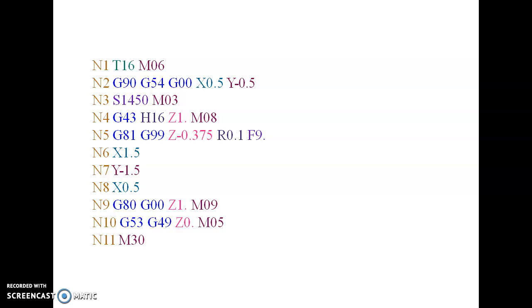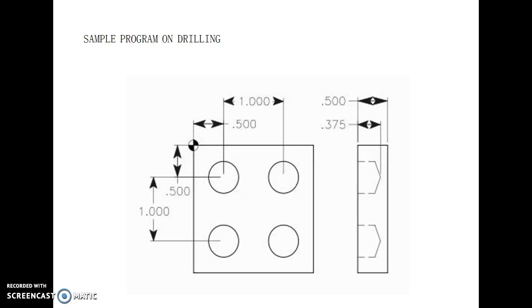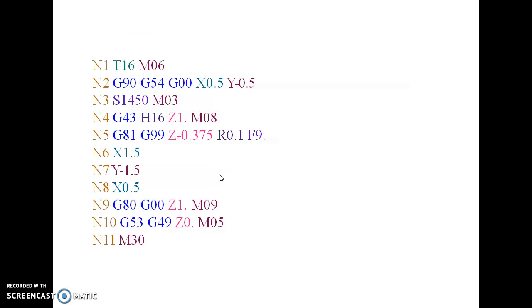And the first drill is made on the current position at X0.5 Y minus 0.5 and the depth of minus 0.375. The first drill is made in the sequence.